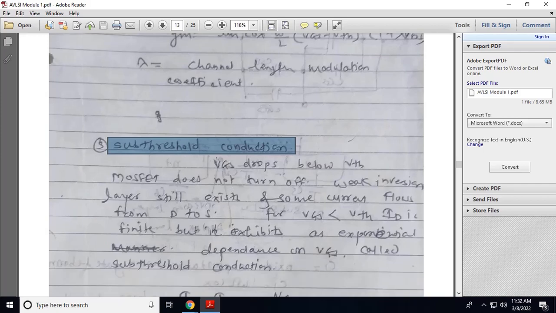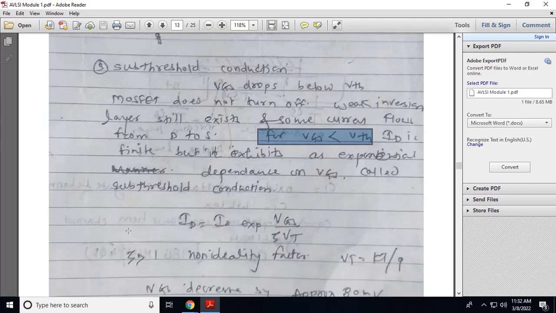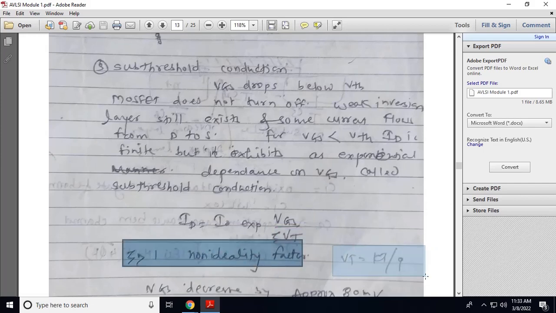When gate to source voltage is dropped below the threshold value, the MOSFET will not turn off. There is a weak inversion layer that exists, due to which current flows from drain to source. So for VGS less than VTH, ID has some finite value, and we give the equation of ID like this: ID is equal to I0 exponential VGS over zeta Vt. Zeta is greater than 1, that is a non-ideality factor. Vt is kT by q.